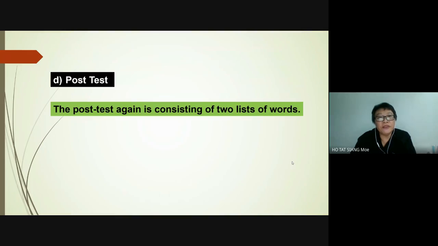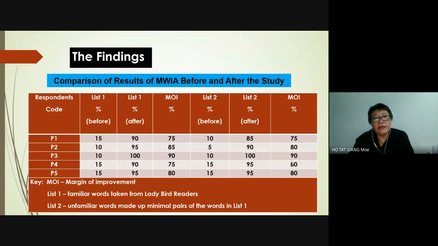Now, of course, the fourth instrument is the post test. Again, the two lists will be used. Now, the findings of the study. We can look at the results. We can compare the results before and after. So you see list one, before and after, and then the MOI. The MOI is the margin of improvement.